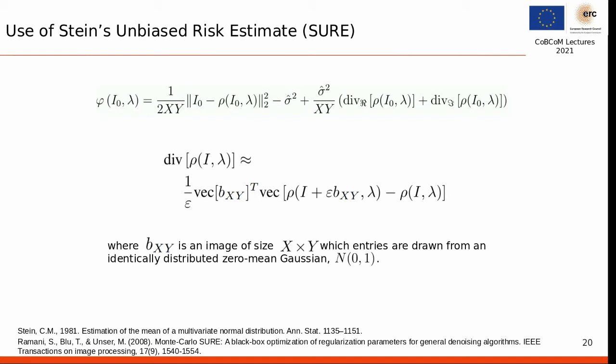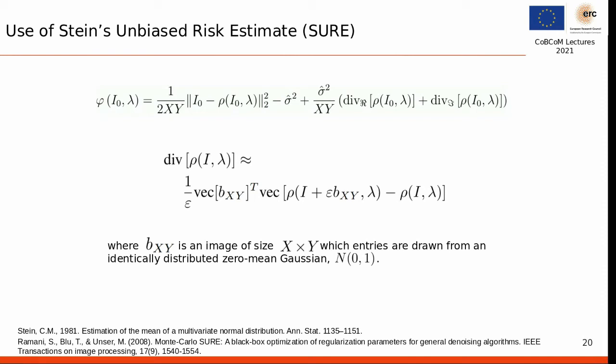bxy, which is a vector, and of course depends on the operator itself that we have been using, so a rho. In this case, this bxy is an image of the same size as the images that we want to process, whose entries are drawn from an identically distributed zero mean Gaussian. And so through this procedure, we can really evaluate the formula that we see on top. And this is known as Monte Carlo SURE.